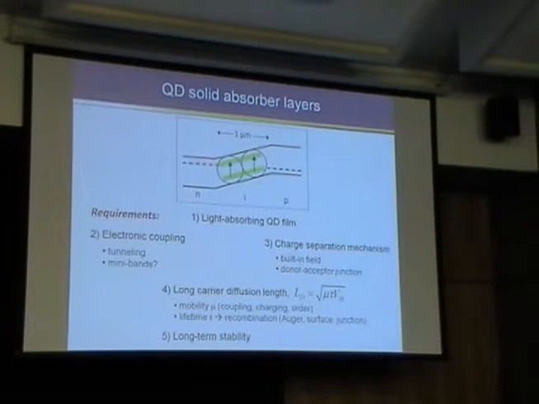The third thing that we need is a charge separating mechanism, so that means we need a built-in field or we need a donor-acceptor junction. This is one example of how we might implement a built-in field for one of these materials, where we have an NIP structure, where the quantum dots are in the I layer.